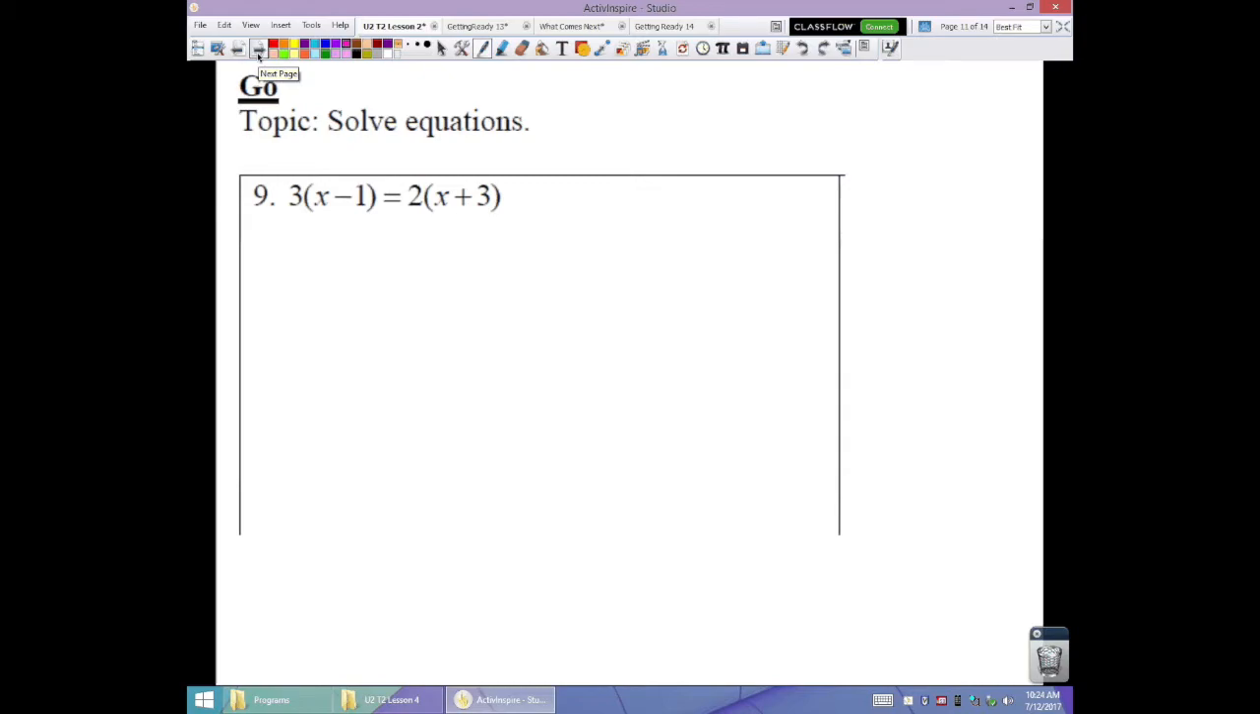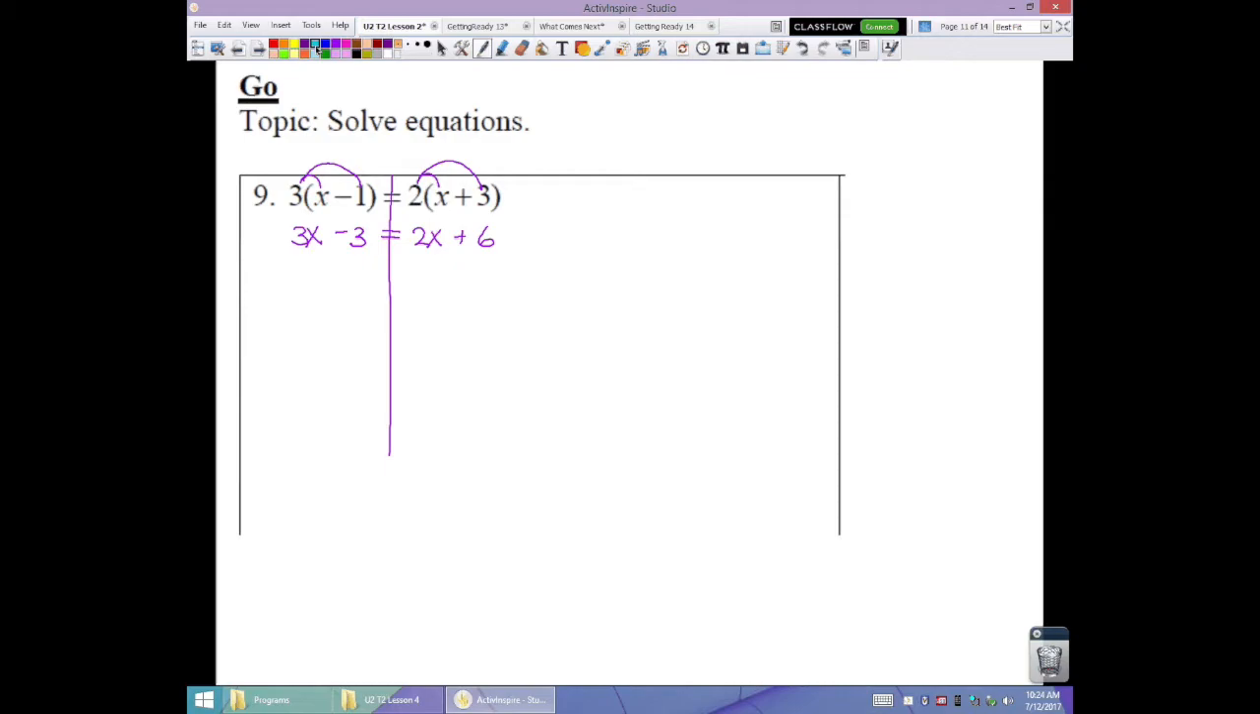Okay, numbers 9 through 12 are some equations to do, should be a review. So we're going to split into two sides and isolate the variable x. So I see in number 9 that I have parentheses on both sides, so I'm going to have to distribute on both the left and the right. So that becomes 3x minus 3 equal to 2x plus 6.